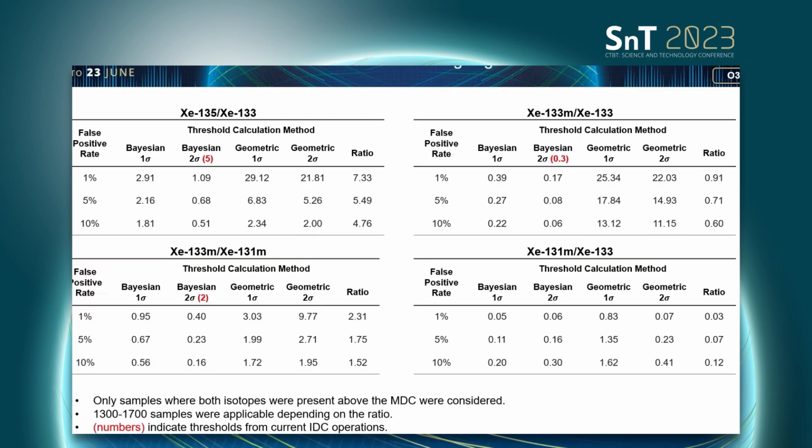These are results of the first part of the study, which was to set the new possible threshold values. So we only considered samples where both isotopes were present above the MDC, and that resulted in between 1,300 and 1,700 samples being applicable depending on the ratio. The numbers in red under Bayesian 2 sigma indicate the thresholds that are currently used in IDC operations. So you'll note that for the 3 radioxenon isotopic ratios that are currently in operation, all of the newly calculated threshold values are below the currently in operation values.